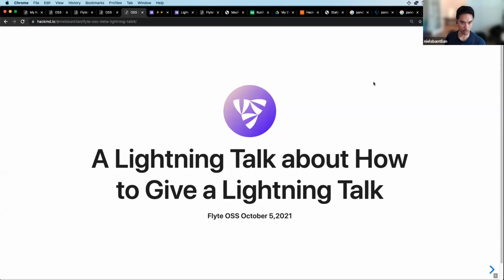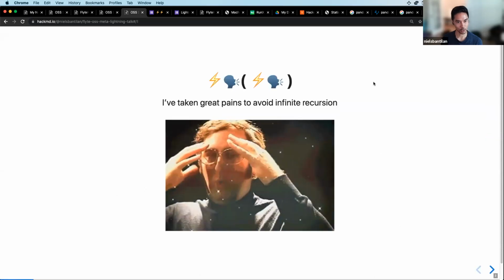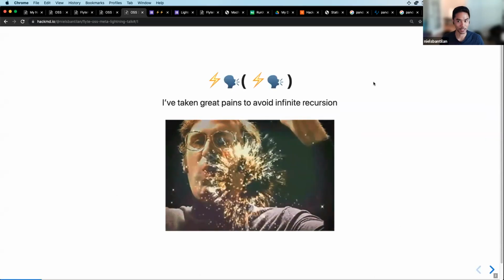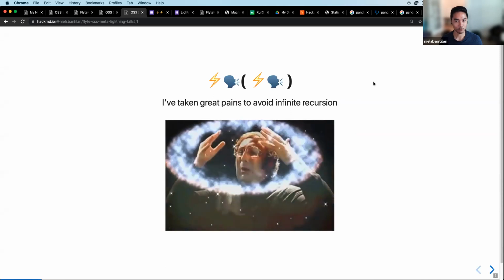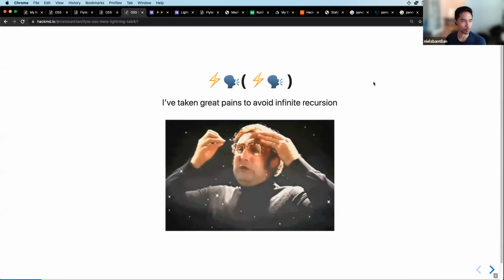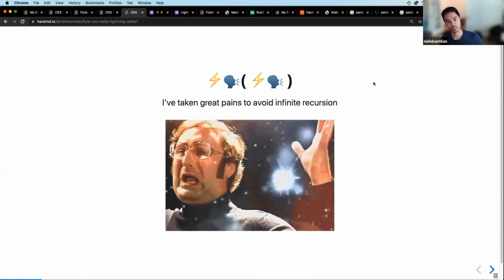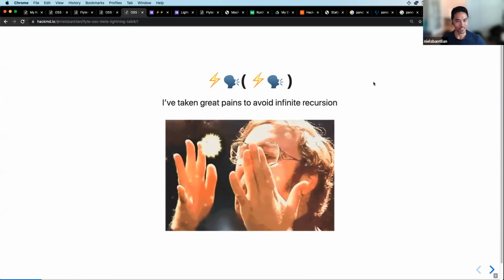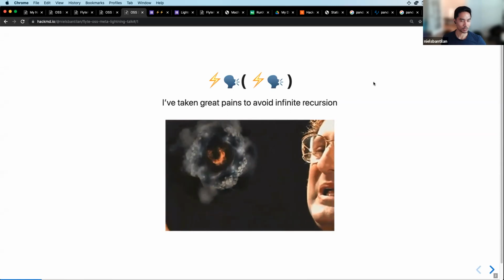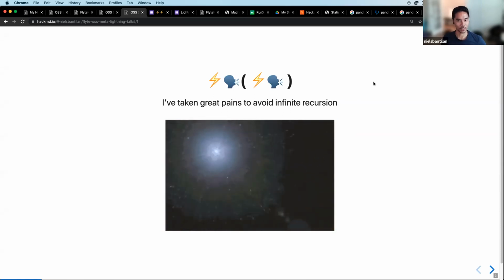But today I want to talk to you about how to give a lightning talk, and it's in the lightning talk format. So before I go on, I've taken great pains to avoid infinite recursion here, because as you'll see, there's a certain structure to lightning talks, and so you can easily talk about how to do it and then keep going down that rabbit hole.